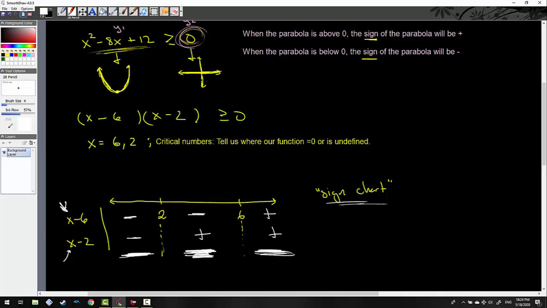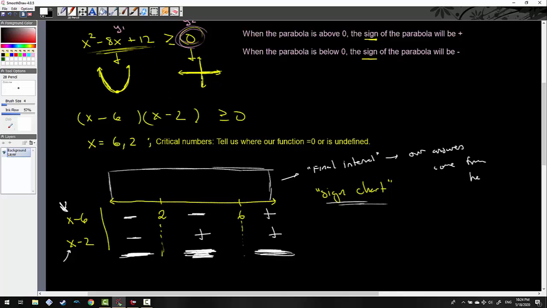Awesome. So now, this little rectangular region up here, this is what I call the final interval. This is where you get your answers from. Our answers come from here. And again, these partitions are going to be there as well.